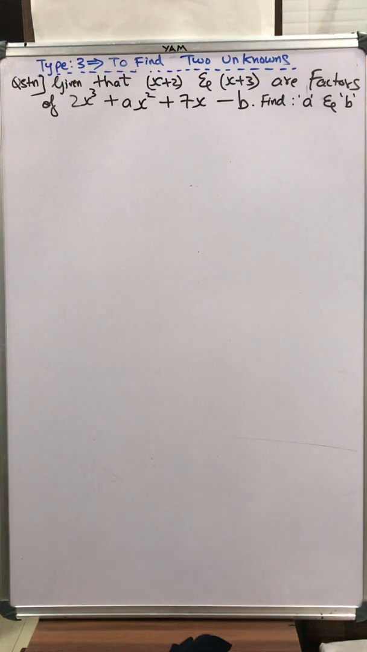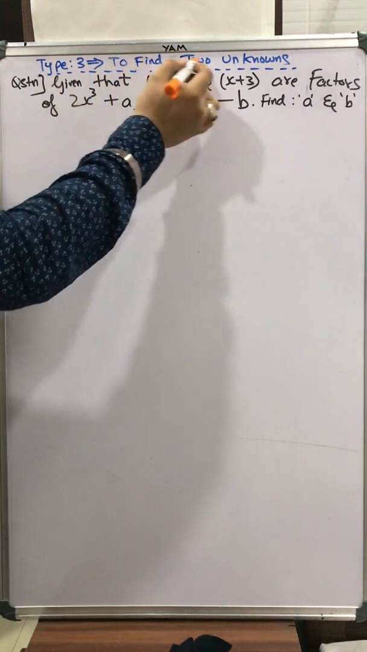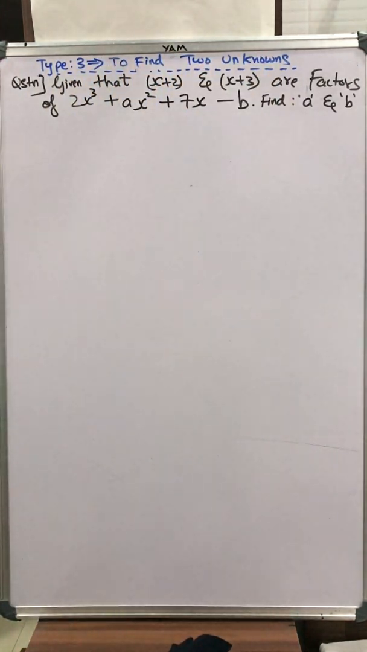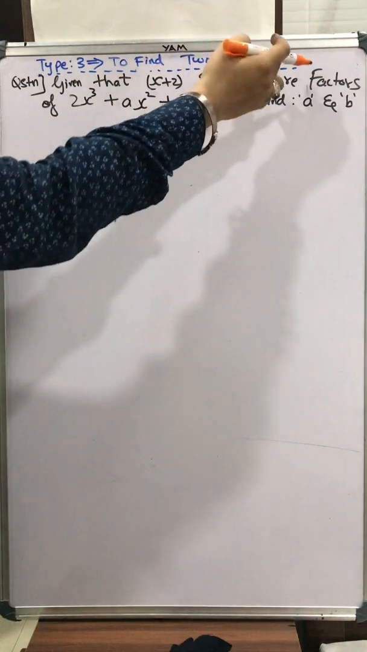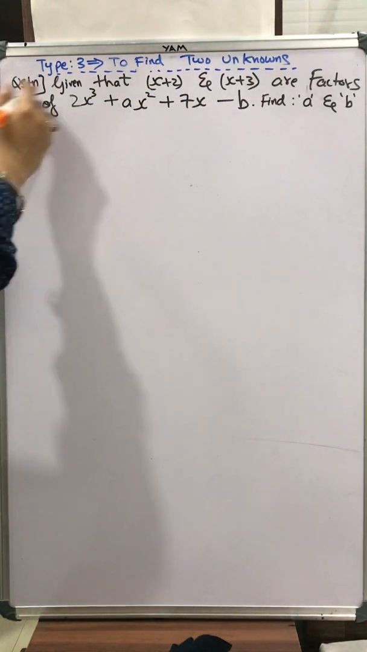Students, now the third type on the board. We are starting with the third type, to find two unknowns. In type 2 we saw the questions dealing with one unknown. Now in type 3, to find two unknowns. Okay, the question is on the board.